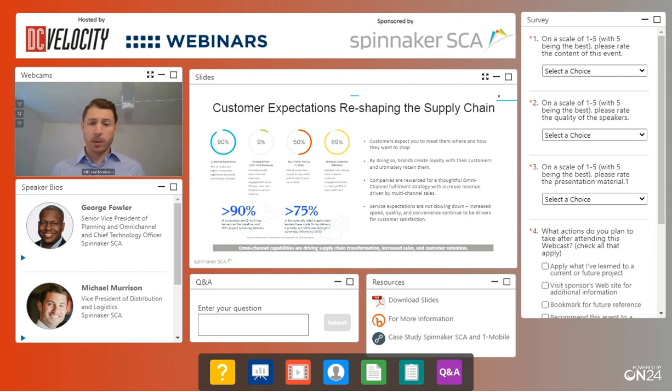So we see companies responding, and the expectation of same-day delivery and other increased service level, product availability, et cetera, is now the standard. And so companies are investing in that, and a lot of that has to do with the supply chain and the fulfillment capabilities that we're going to talk to here in more detail.